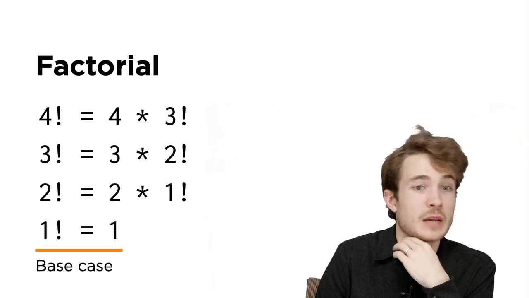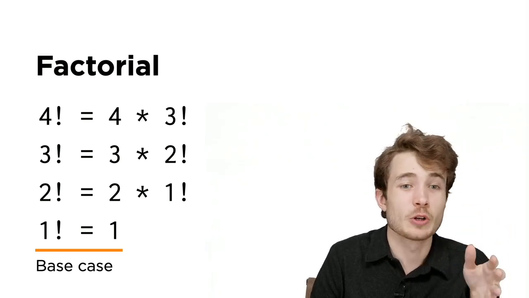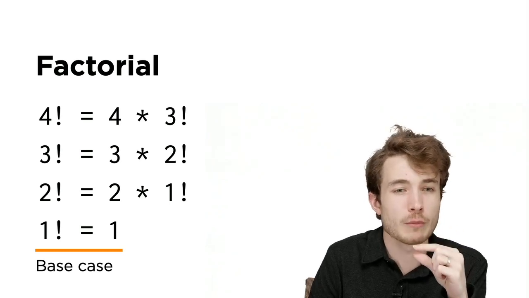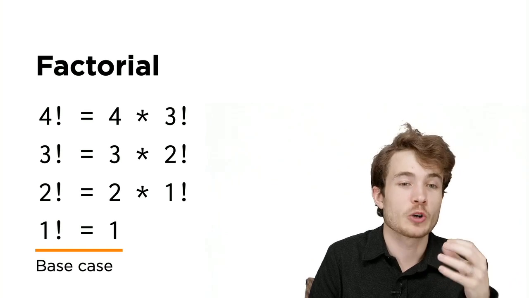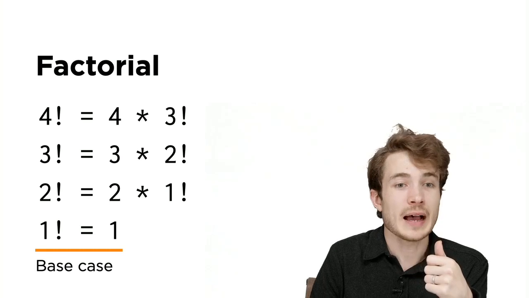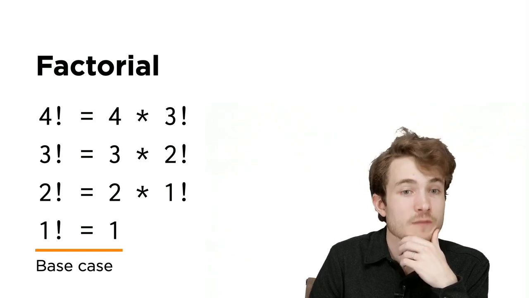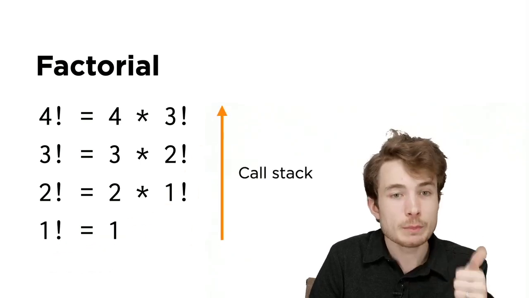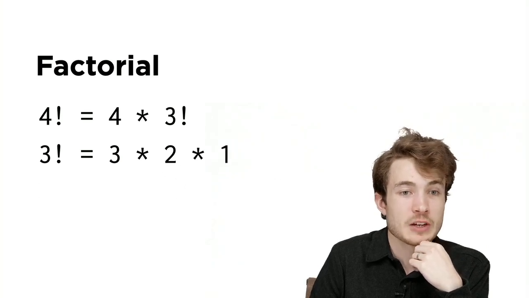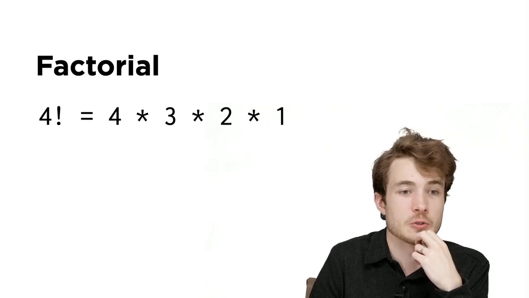Well, 3 factorial is just 3 times 2 factorial. Okay, well, what's 2 factorial? Well, it's 2 times 1 factorial. Well, what is 1 factorial? Eventually it has to be some base case, some definite solution to this problem. In this case, we say 1 factorial has to be 1. And when we get to this base case, we can use that to solve all prior problems. In this case, I could substitute 1 factorial for 1, going back up the call stack. So now we have 2 factorial is 2 times 1, 3 factorial is 3 times 2 times 1, and 4 factorial is just 4 times 3 times 2 times 1.